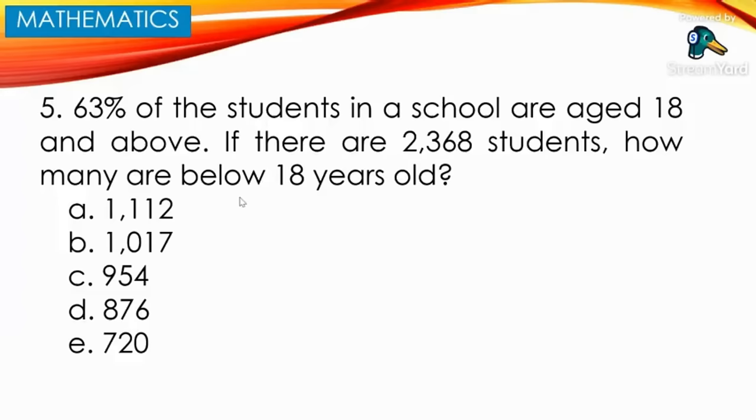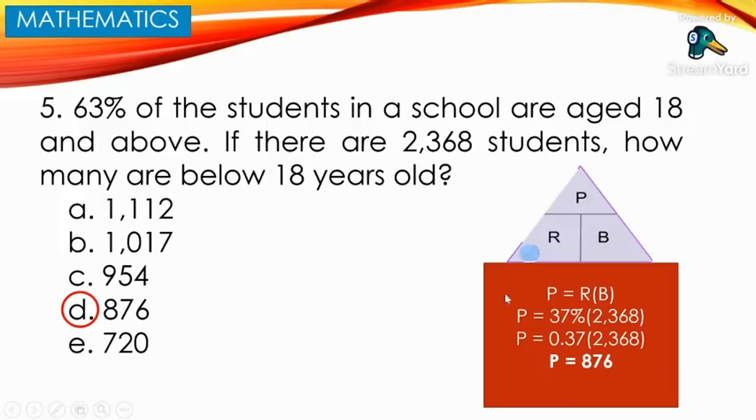Approximately 876 students are below 18 years old. So how? Let's have this. PRB. As I have told you earlier, we're not going to use R or rate as 63% because 63% are age 18 and above. So we're going to subtract the 63% from 100%. Meaning 37% are the students who are below 18 years old. So we're going to use the rate, which is 37%. So 37% times 2,368. Our P is approximately 876. So the correct answer is letter D.